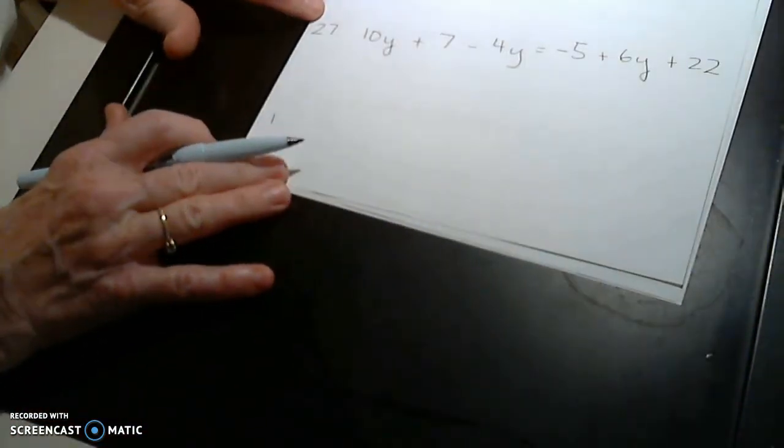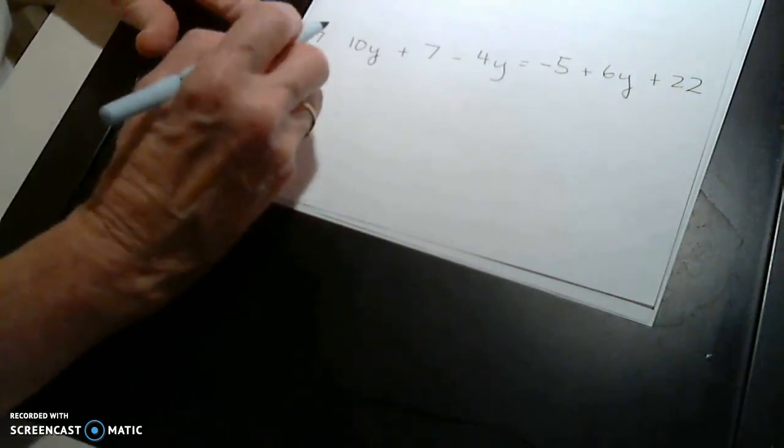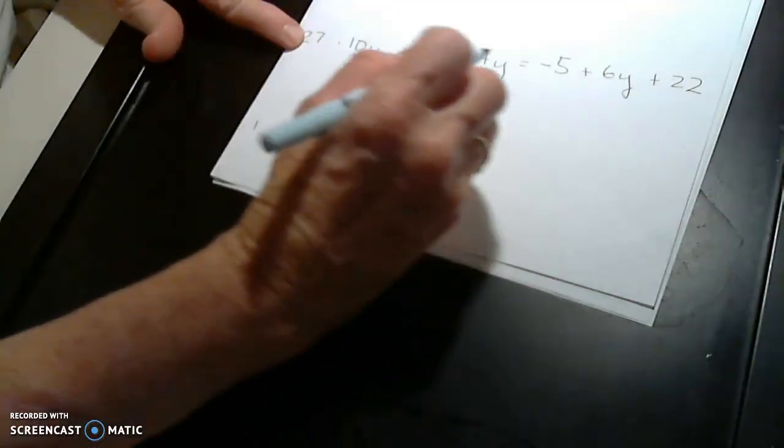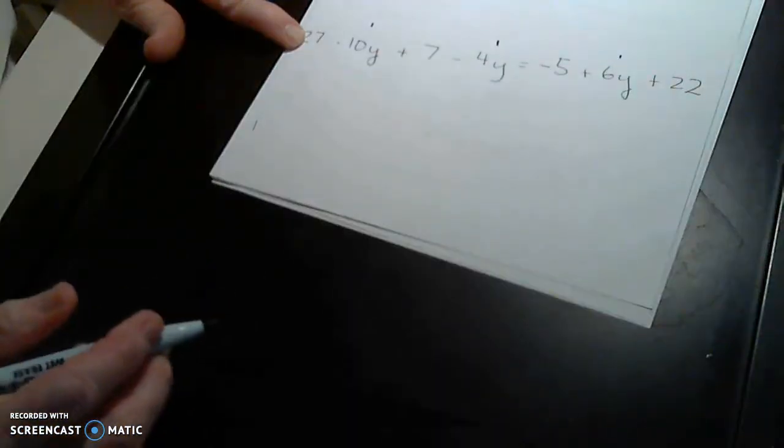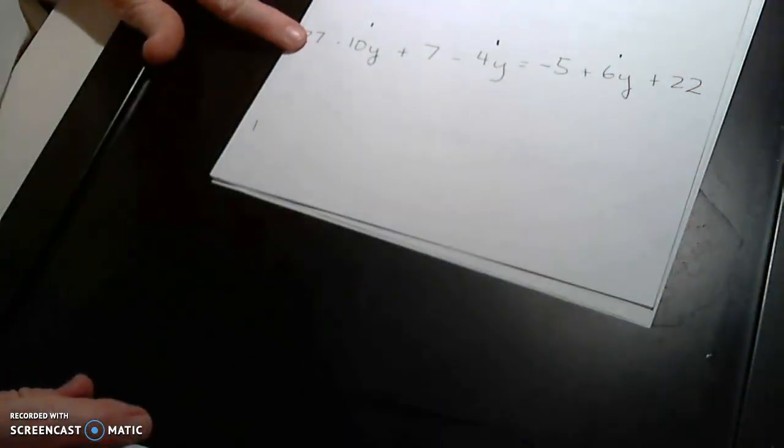That leaves us with 27. Pretty straightforward, except I have variables on here, here, and here. So first thing I do is combine my like terms.